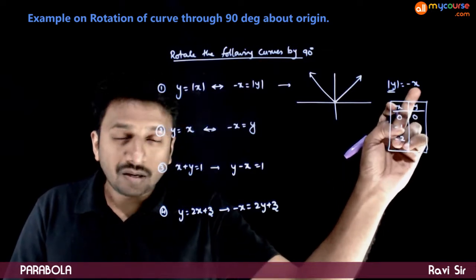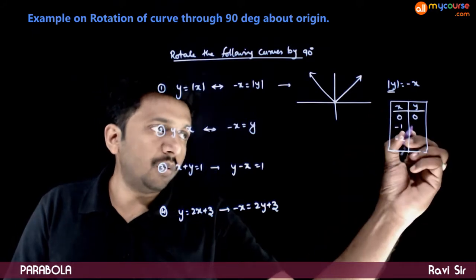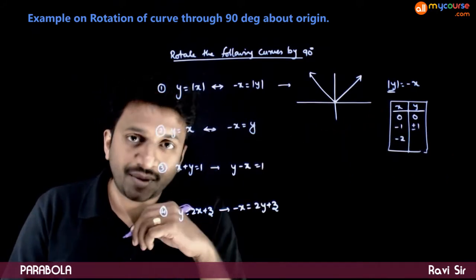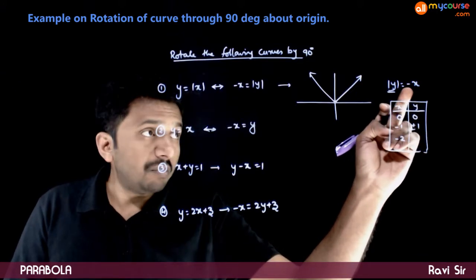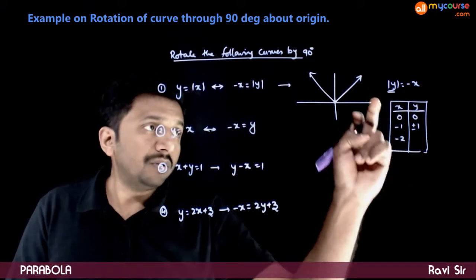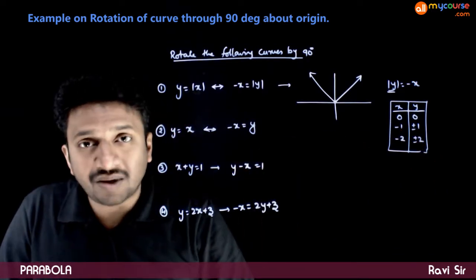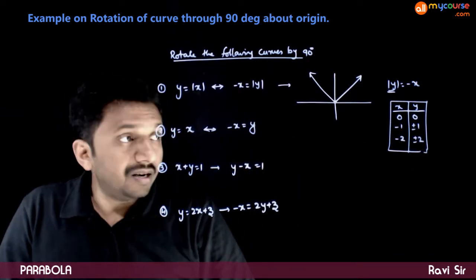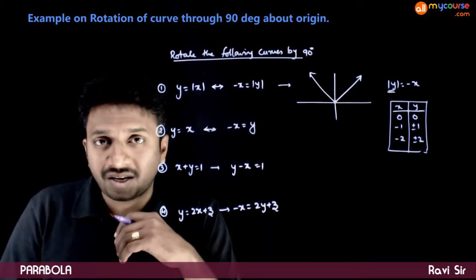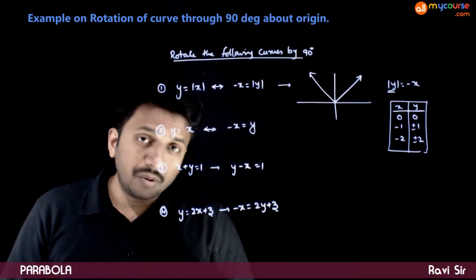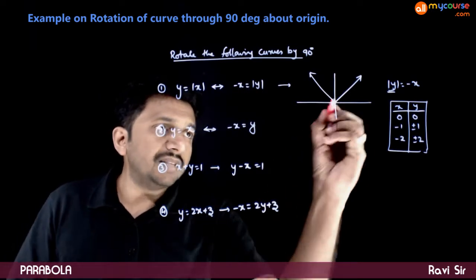x is minus 1, so minus x is plus 1. So mod y is equal to 1, so y is equal to plus or minus 1. Corresponding to x is equal to minus 2, minus x is equal to 2, so mod y is equal to 2 implies y is equal to plus or minus 2. Now let us plot the sample points and see how the curve is turning out. So if x is equal to 0, y is equal to 0.